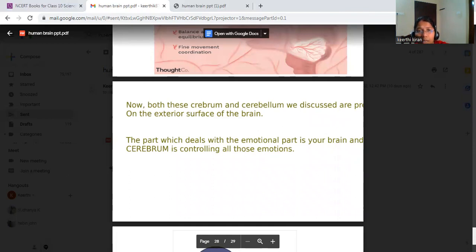In 1843, there was a man whose name was Phineas Gage. He was a railroad worker. While loading the gun, he accidentally impaled his skull with a 43-inch long rod, and he survived. So from this, we understand that there is no need for a full brain.